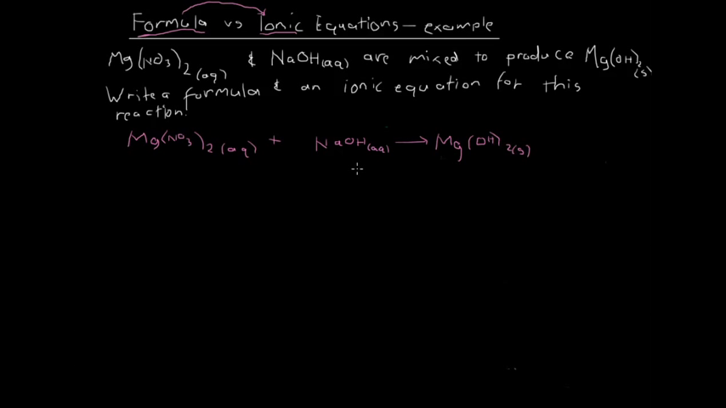When we see that a solid of magnesium hydroxide is produced, we know that we've used up the magnesium ions and the hydroxide ions. Once those have reacted together and formed that solid, sodium and nitrate are left over. So we're going to have some sodium nitrate, which is going to be in solution.